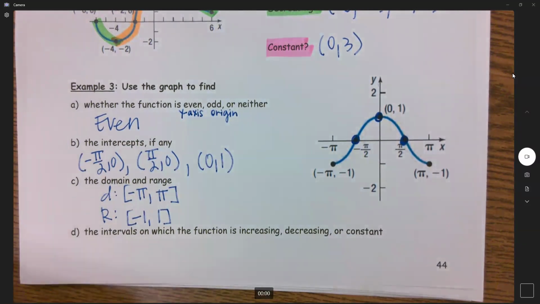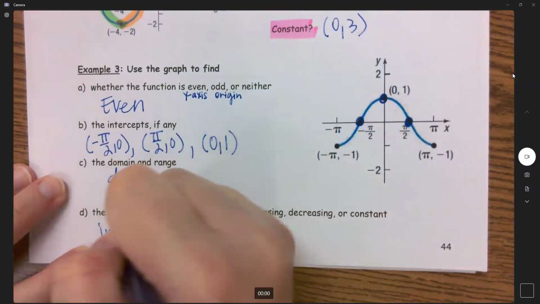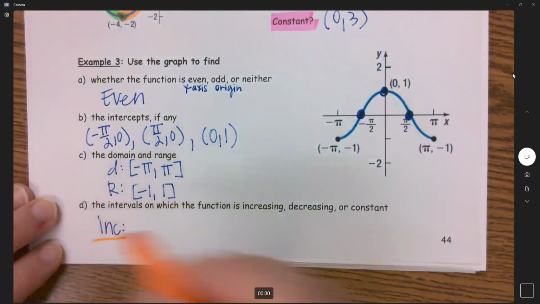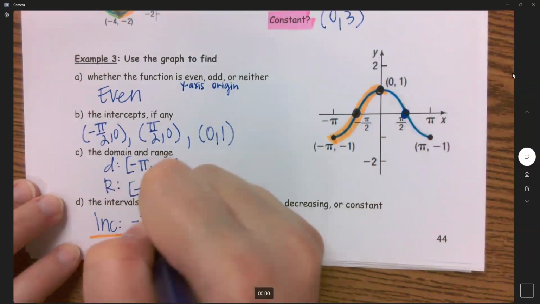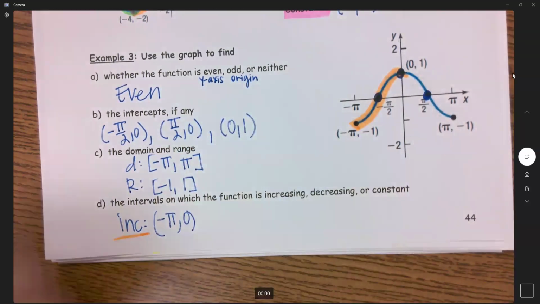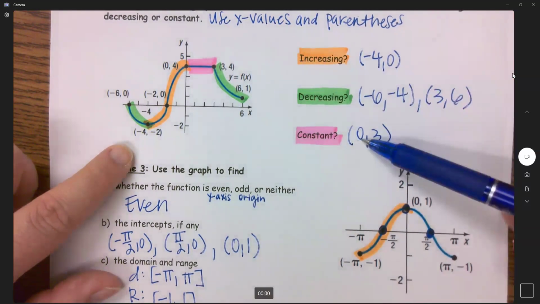Okay, and now part D, the intervals on which the function is increasing, decreasing, or constant. So increasing is from where to where. Increasing is right here, and we are going from negative pi to 0. With these, we use parentheses. Okay. And I probably should have explained it here. Let's just go back up here. I'm using parentheses everywhere. Notice parentheses at both of these zeros.